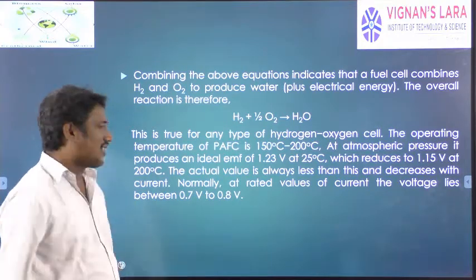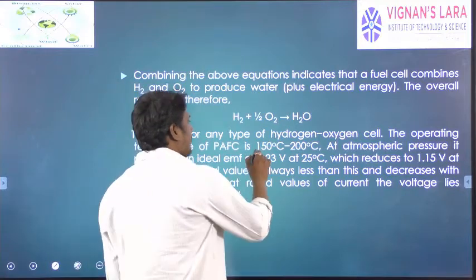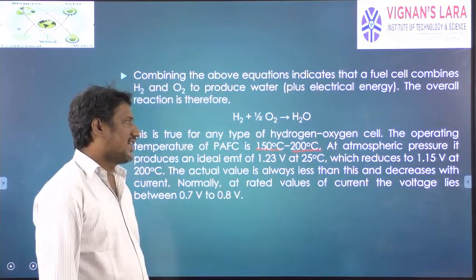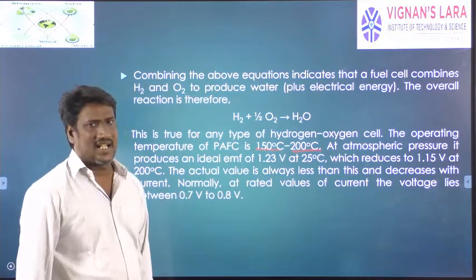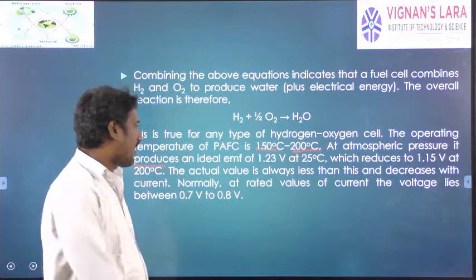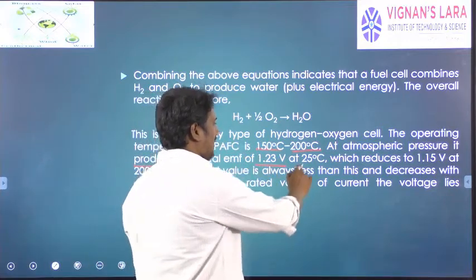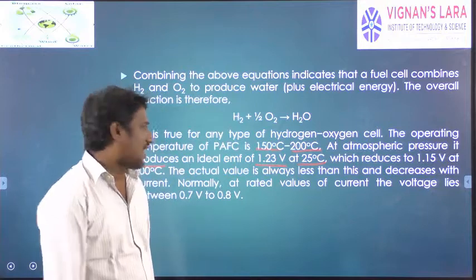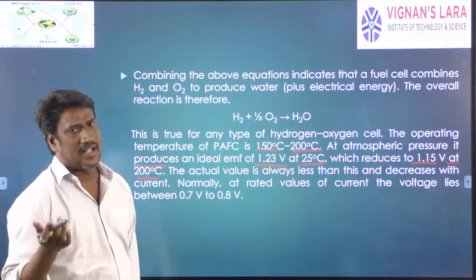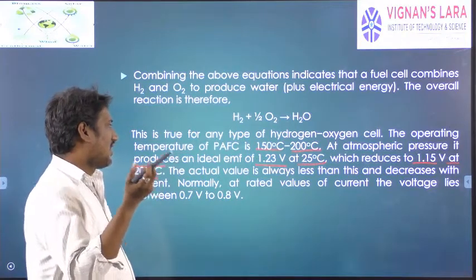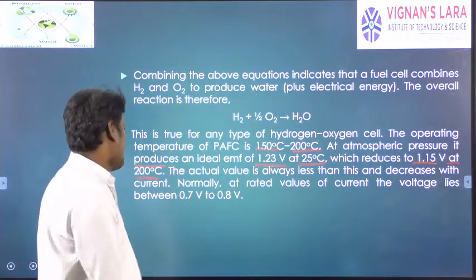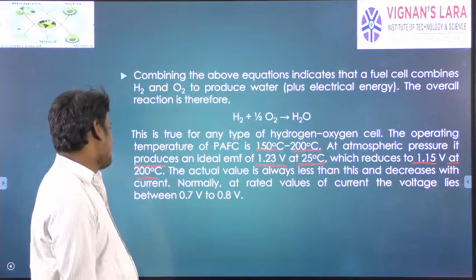The operating temperature of PAFC is 150 degrees centigrade to 200 degrees centigrade. At atmospheric pressure, it produces an ideal EMF of 1.23 volts at 25 degrees centigrade, which reduces to 1.15 volts at higher temperature. We already know that as the temperature keeps on increasing, resistance will increase, so because of the voltage drop, the voltage will decrease to 1.15 volts. The actual value is less than that and decreases with current.